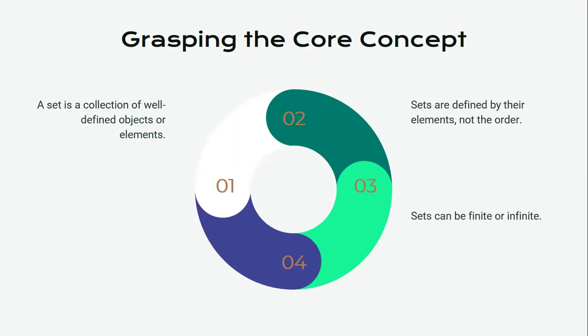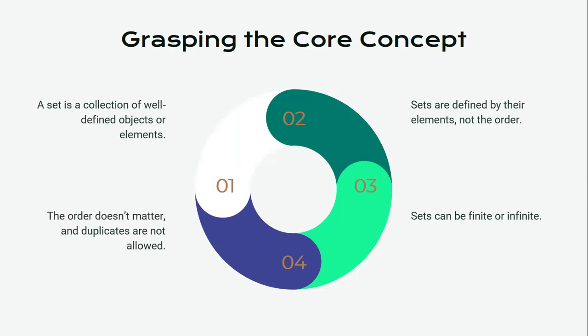Sets can be finite or infinite. Let us take an example: in mathematics we usually talk about the set of natural numbers, the set of rational numbers, the set of irrational numbers. These are infinite, right? And we also talk about the set of alphabets, which is finite. So it can be finite or infinite.